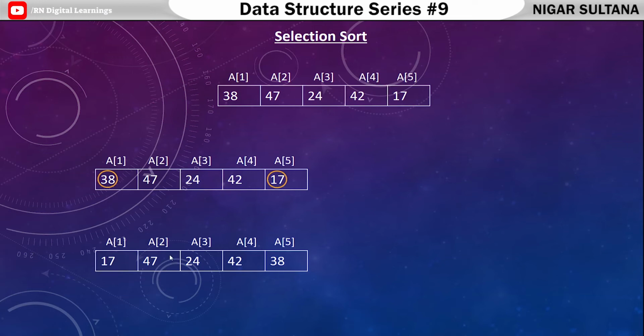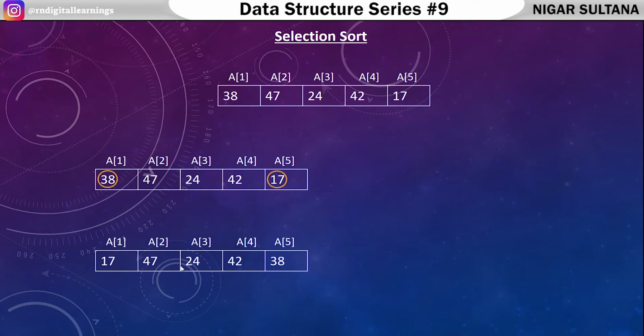Now we will take this 47, that is the second element, as our smaller one. Now we start comparison of this 47 with the rest of the elements. Like 47 will be compared with 24, it's not the smaller one. So we will take this 24 as the smaller one, then this smaller value will be compared with the rest of the elements, 42 and 38. Now when we compare this, 24 is the only smaller element.